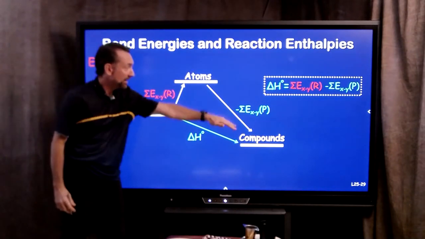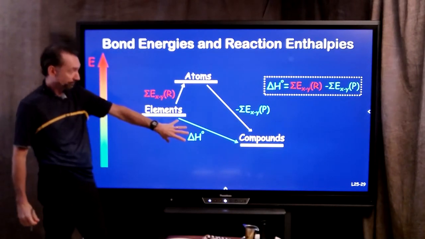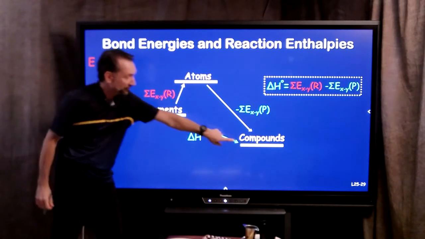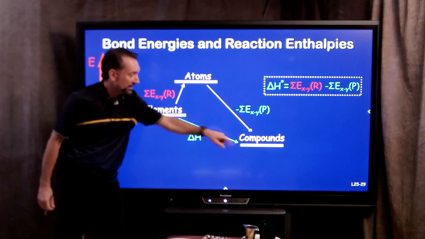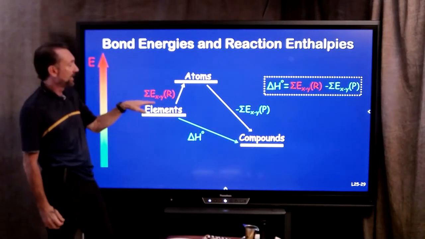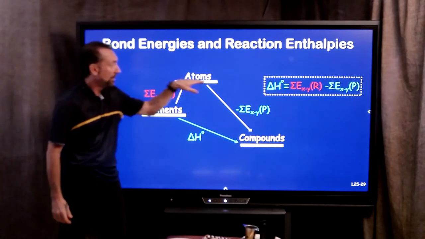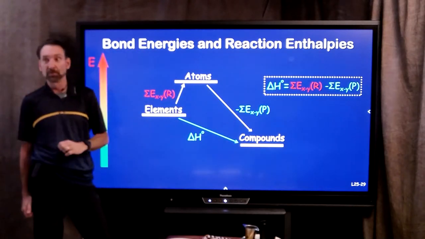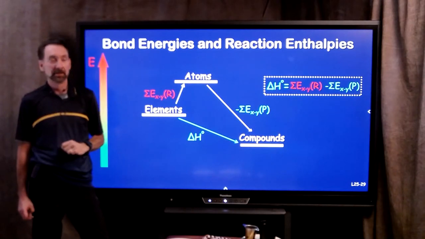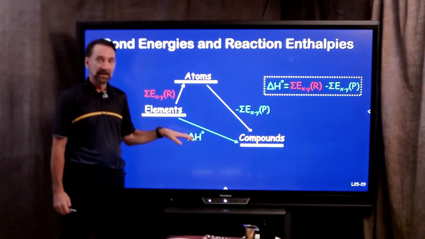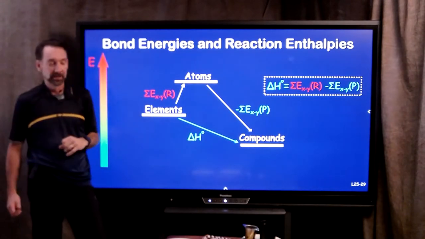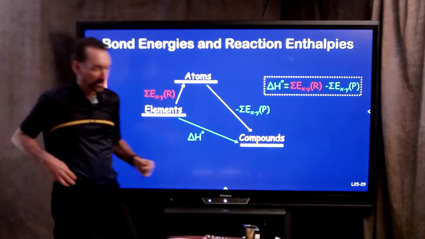If I go to my table and use the enthalpies of formation here to get that, and if I go to a different table and get the bonds broken minus bonds formed, are those exactly the same number? So that's just a yes or no question. Think about that just for a second.